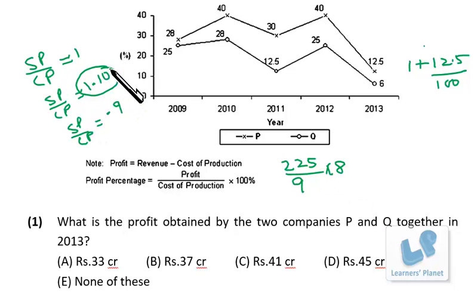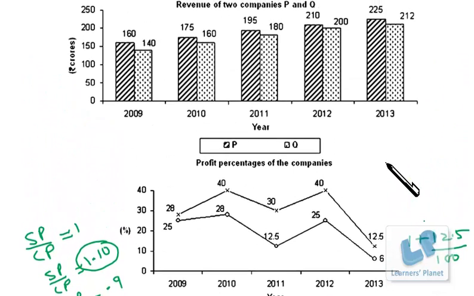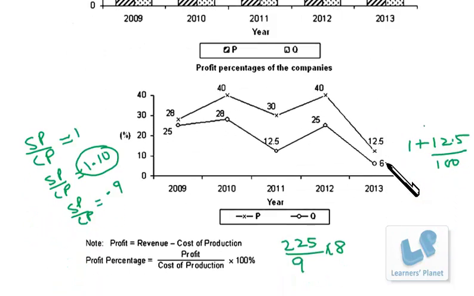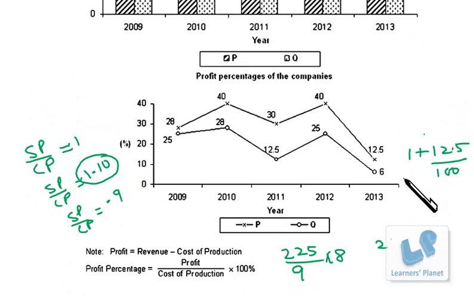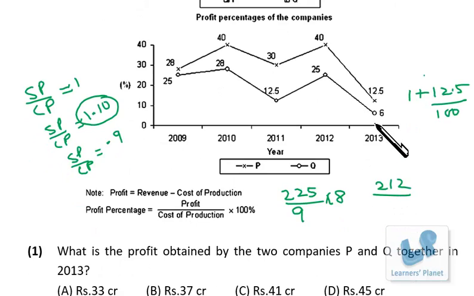So this is the profit data, and selling price divided by profit data is cost price. So this is the cost price for company P. Similarly, we can find the cost price for company Q. Their revenue is 212 and their profit is 6%, so the profit data will be, I'm sorry, 1.06. So it's 212 divided by 1.06, for 6% profit. So this is the cost price for Q.